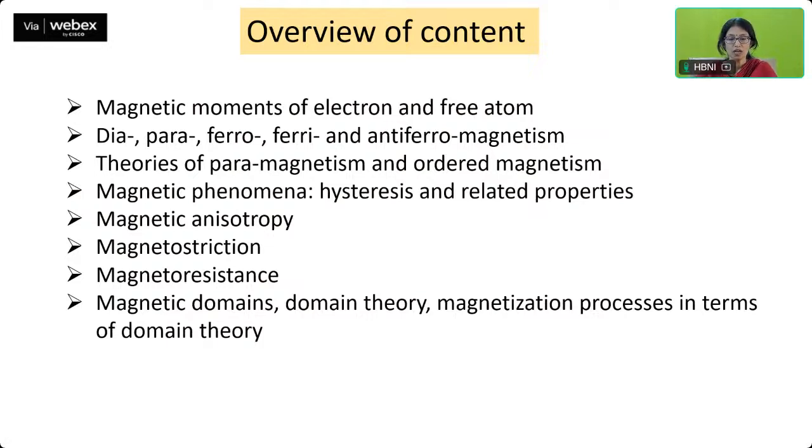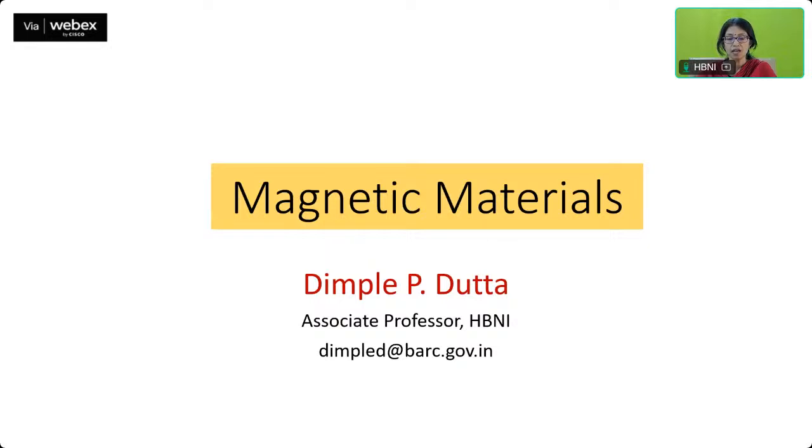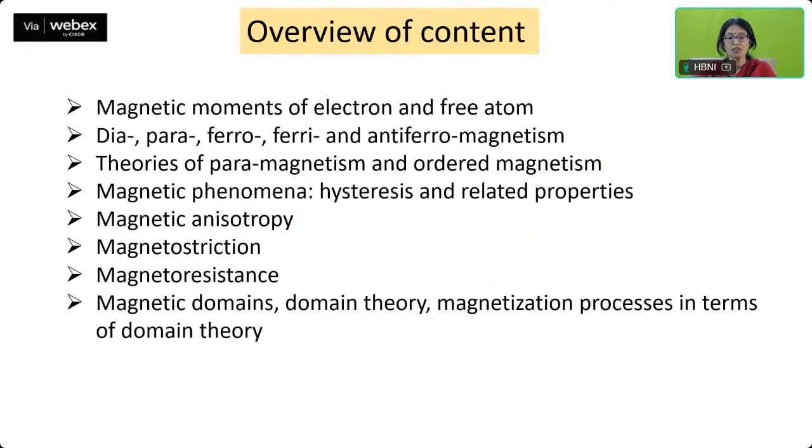Okay, so good evening to all of you. Today we will start our portion on the magnetic materials, and what we are going to cover in today's lecture is magnetic moments of electron and free atom. Then we'll talk about dia, para, ferro, ferri as well as antiferromagnetism. We'll talk about the theories of paramagnetism and ordered magnetism. Then we'll cover magnetic phenomena like hysteresis and related properties.